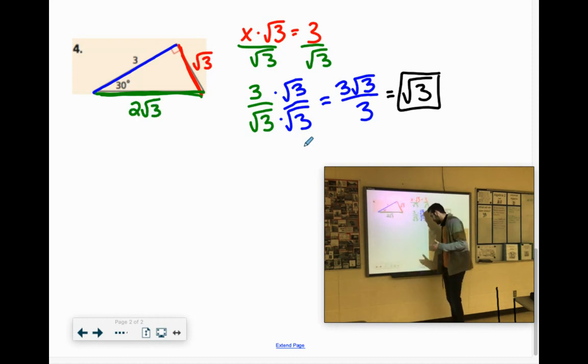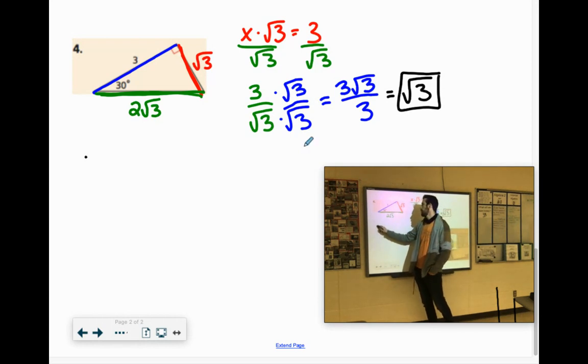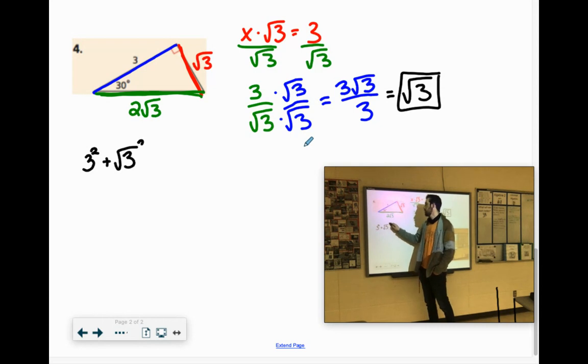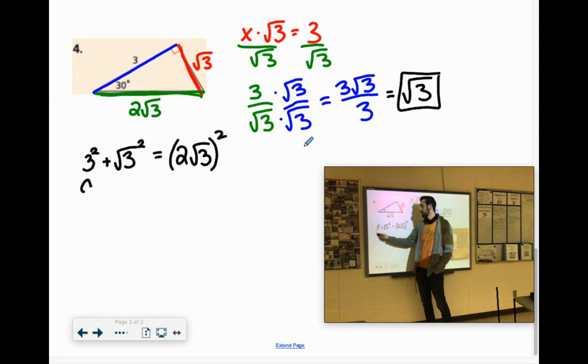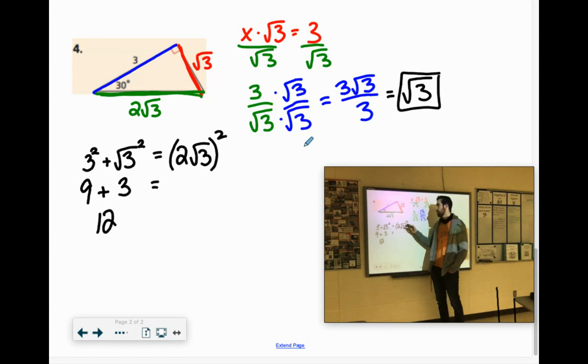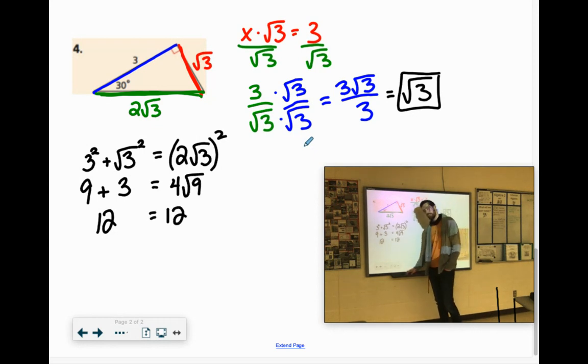And again, you can check this with the Pythagorean theorem. Your two legs, 3 and the square root of 3, squared, should equal that third side squared. 3 squared is 9. The square root of 3 squared is 3. 9 plus 3 is 12. So on the right side, 2 root 3 times 2 root 3 would be 4 root 9. Square root of 9 is 3, times 4 gets you 12. So it does work out.